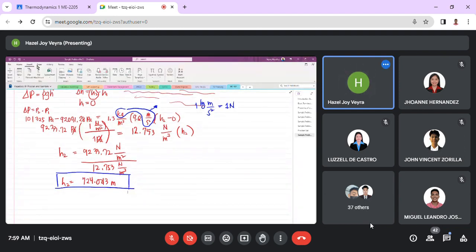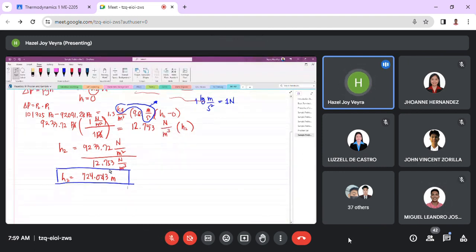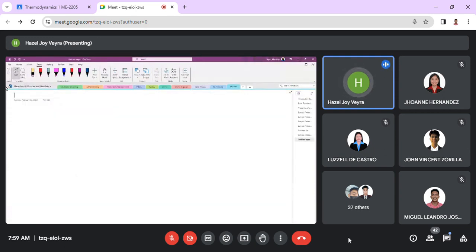Questions? Okay. So, mag-share lang ako ng additional concept for everyone. Since pupunta tayo ng gauge pressures and manometry, I want everyone to remember these concepts.